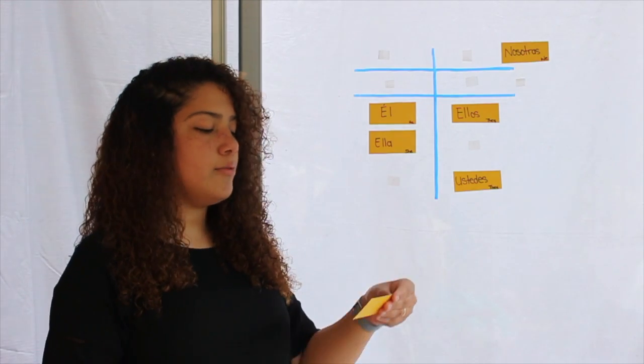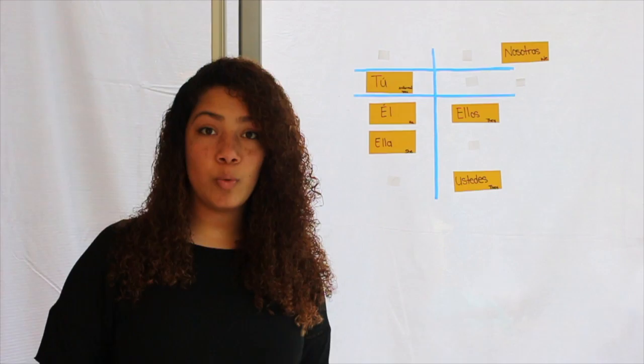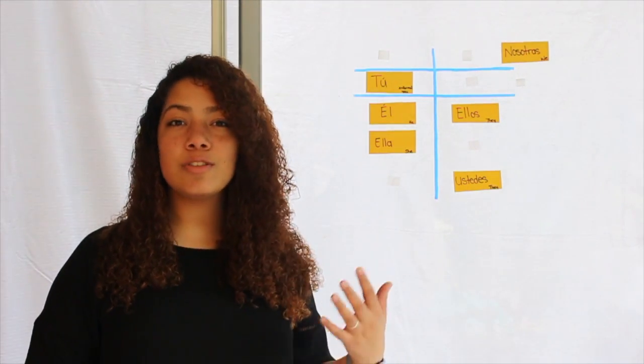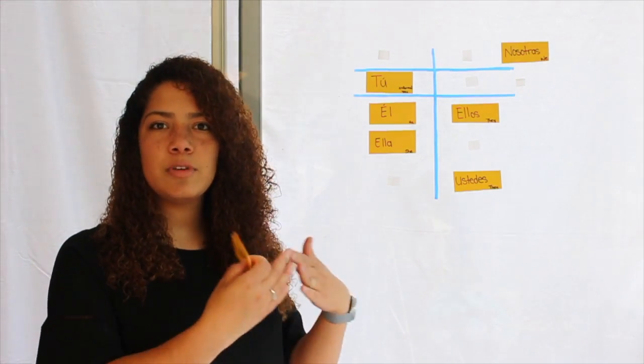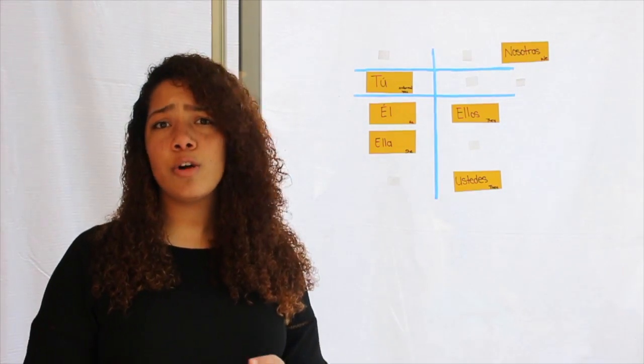Then we have tú. Now remember, tú, okay, is going to be used in an informal way. You do not use tú to talk to an authority figure or to your parents or an elder, okay? Remember that we only use the word tú when it's somebody that is pretty much equal to you. So maybe your sister, maybe a brother, a cousin, or a friend, okay?